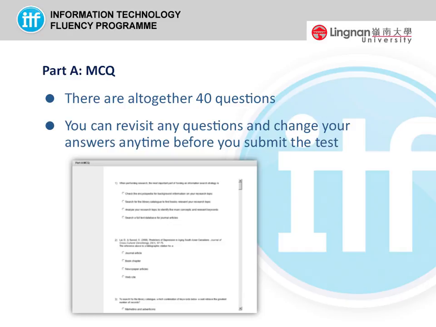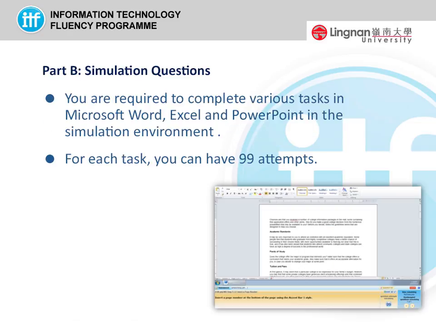Part A, multiple choice questions. There are altogether 40 questions. You can revisit any questions and change your answers anytime before you submit the test. Part B, simulation questions. You are required to complete various tasks in Microsoft Word, Excel and PowerPoint in the simulation environment. For each task, you can have 99 attempts.